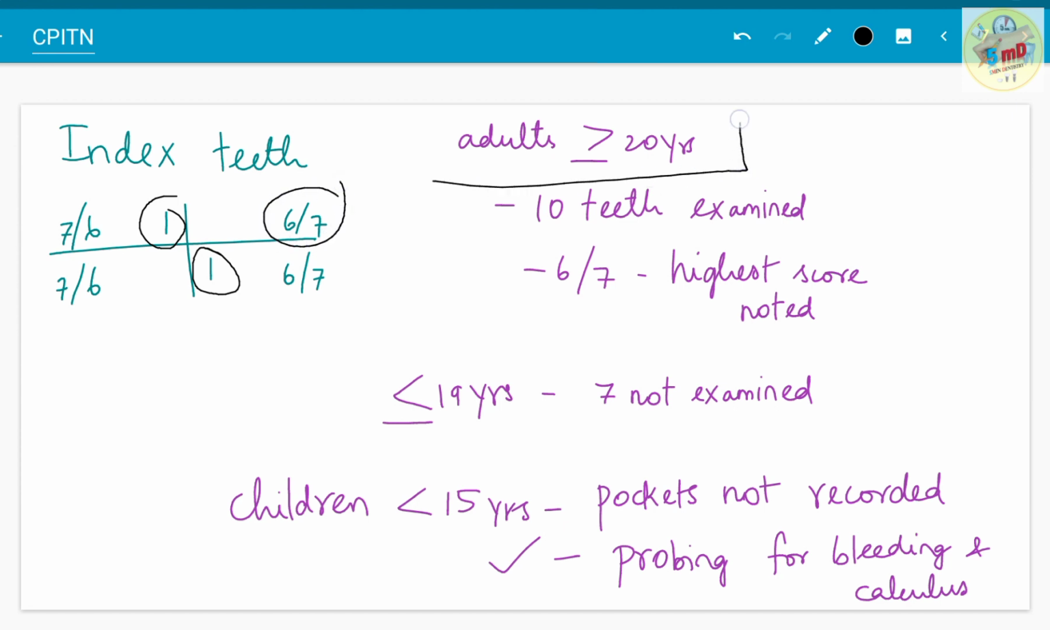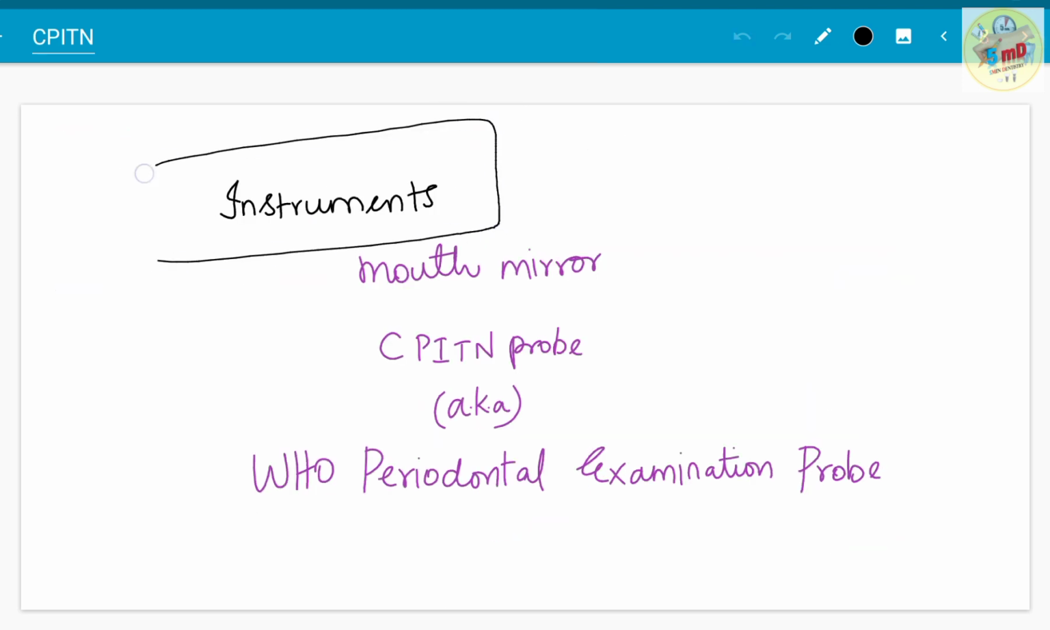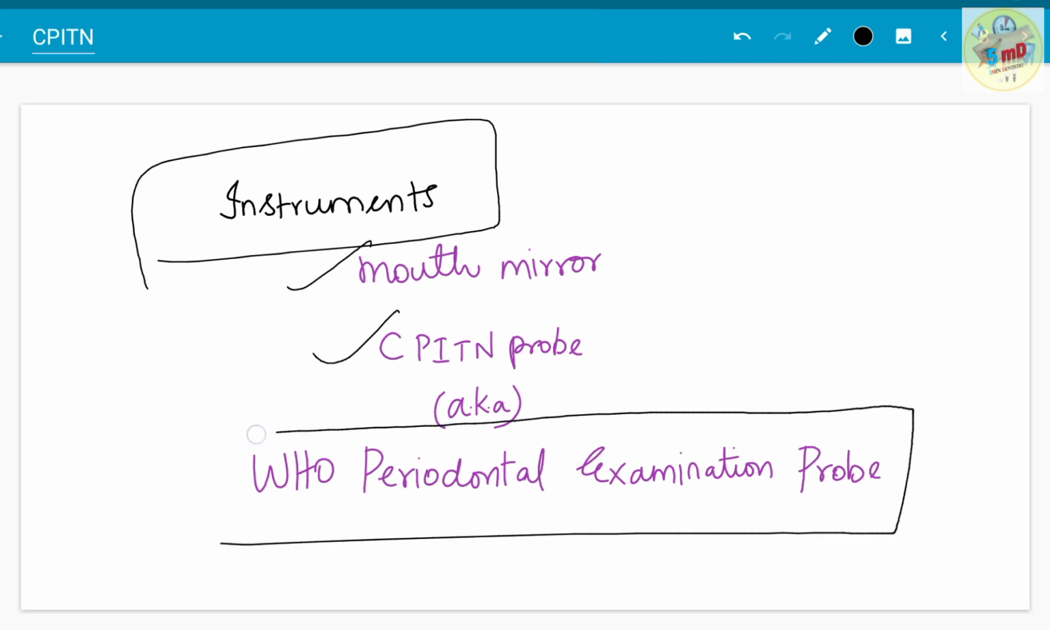In adults, that is candidates greater than 20 years of age, 10 teeth are examined, that is 6 and 7 both are examined, and the highest score is noted. In candidates less than 19 years, 7 is not examined, that is the second molar is not examined. In children less than 15 years of age, pockets are not recorded, and the probing is only for bleeding and calculus checking. The instruments used here are mouth mirror and CPITN probe, also known as WHO Periodontal Examination Probe.